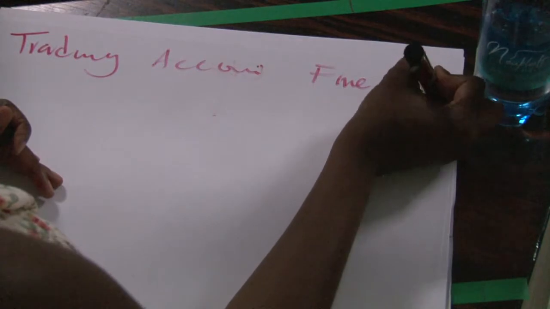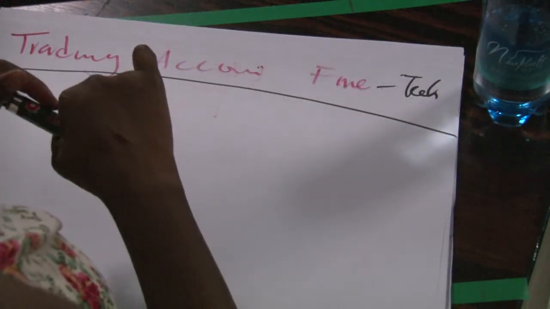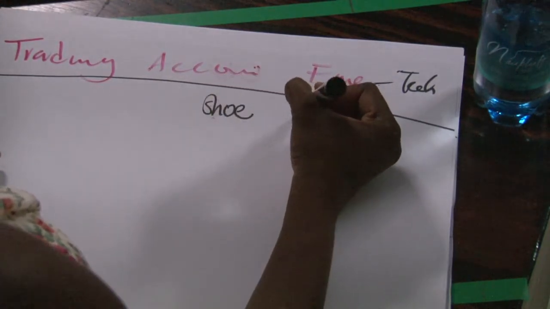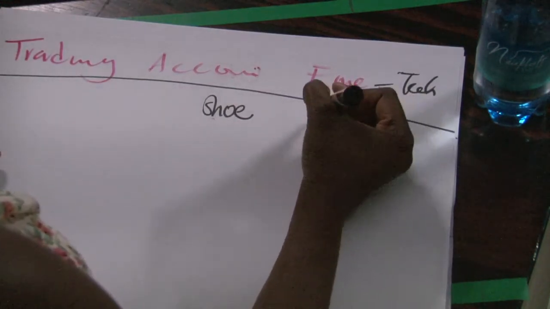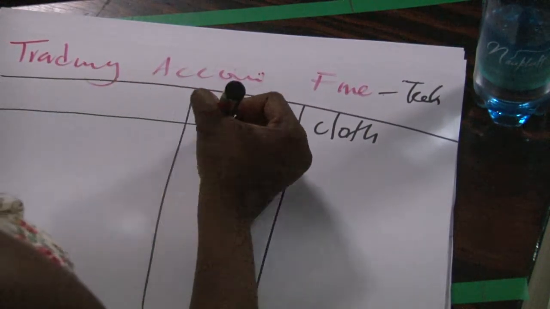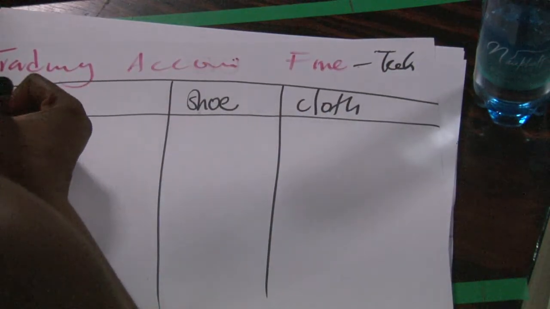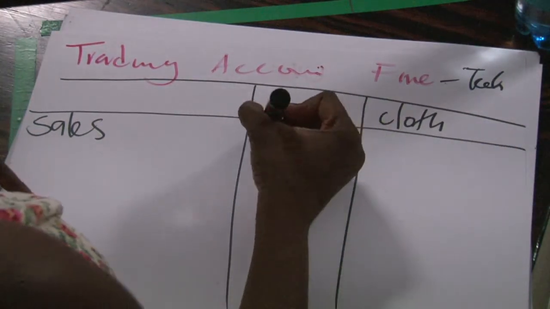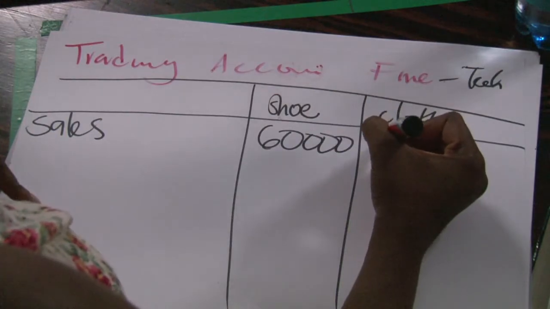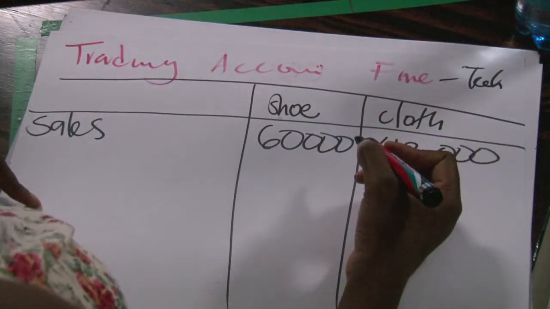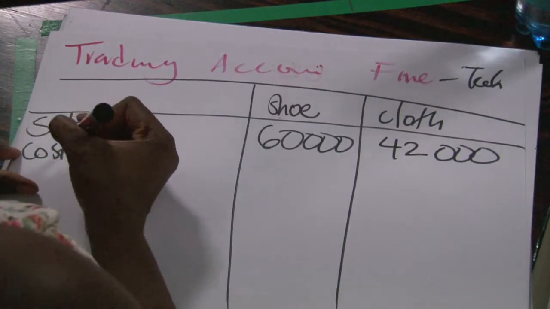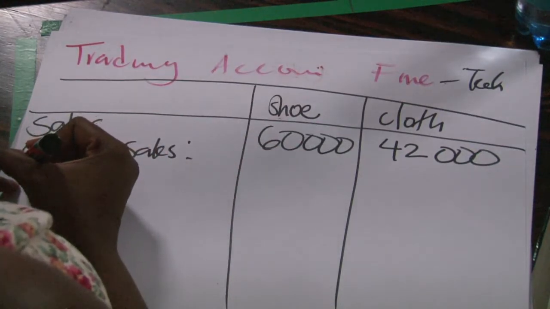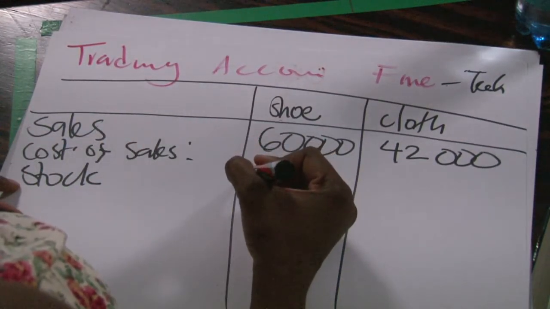Fintech. Okay, now we are going to use the vertical format. We have shoes, we have clothing. Now let's start with sales. How much is the sale for shoes? 60,000. For clothing, 42,000. Okay? Cost of sales. We start with stock, the opening stock. How much did we have?